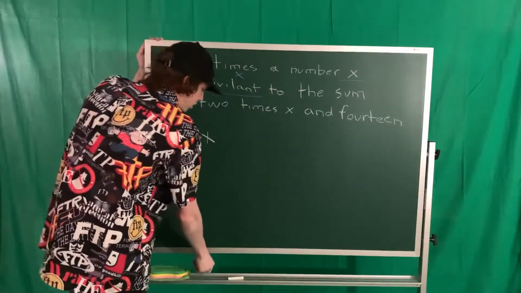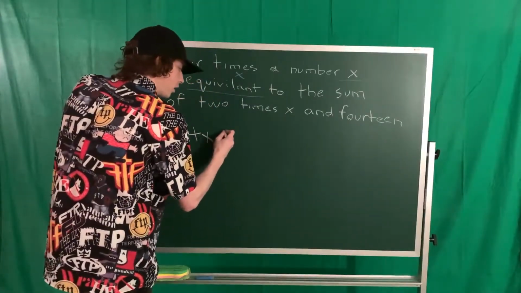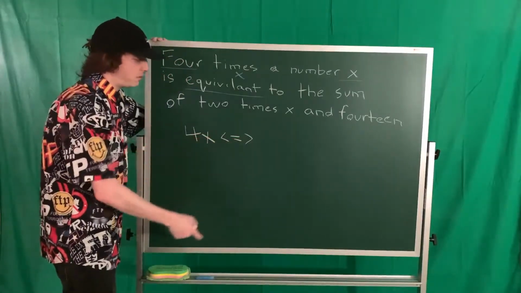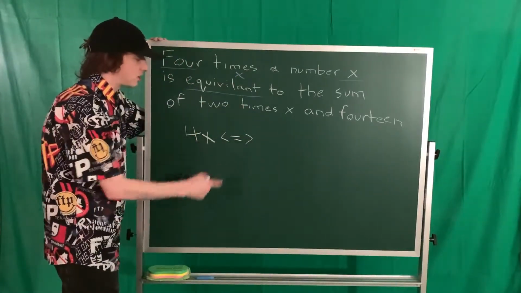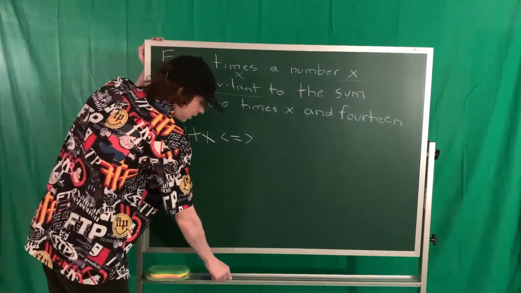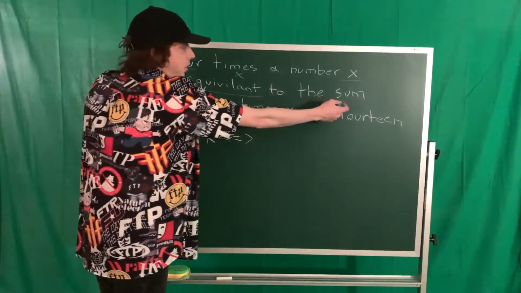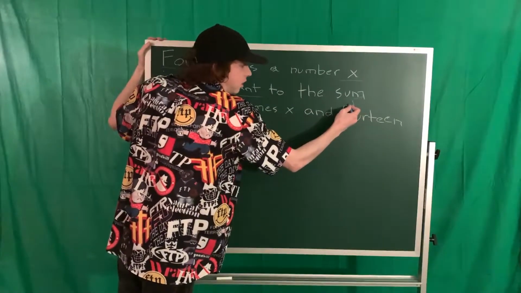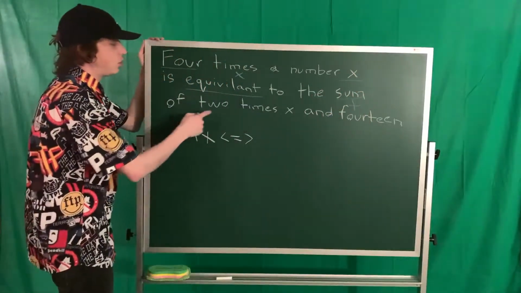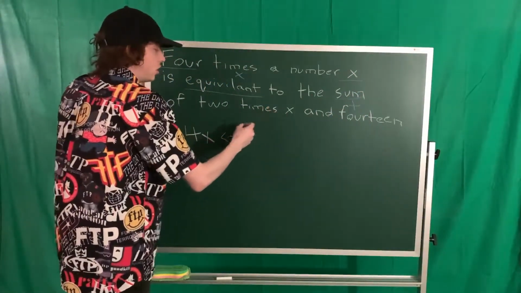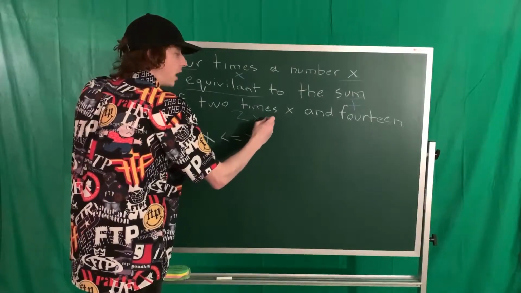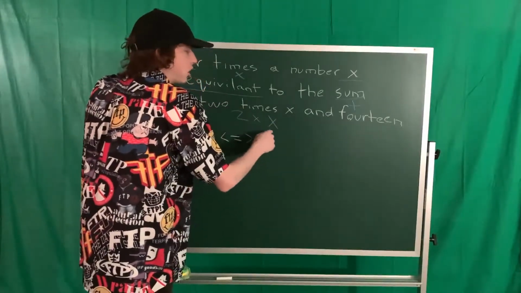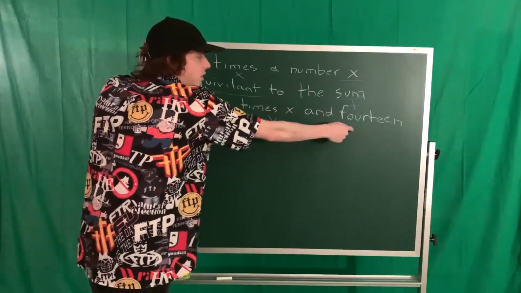Next we have is equivalent to the sum. So equivalent, you might also have equal. If it just says is equal to the sum, then just use the regular equal symbol, but this is the symbol for equivalent. To the sum, so we know that we're going to be adding here. Sum, adding, plus, of 2 times x. So we have 2 multiplied by x and 14.